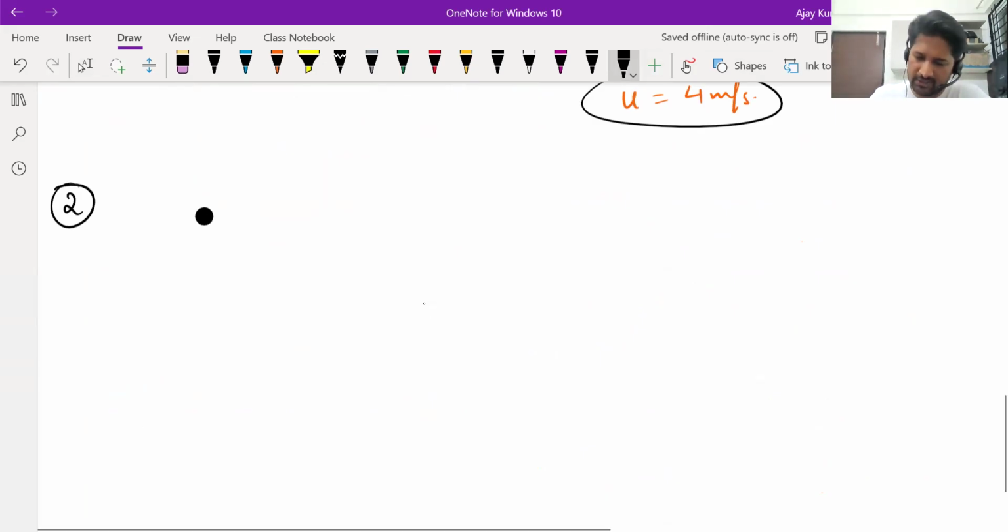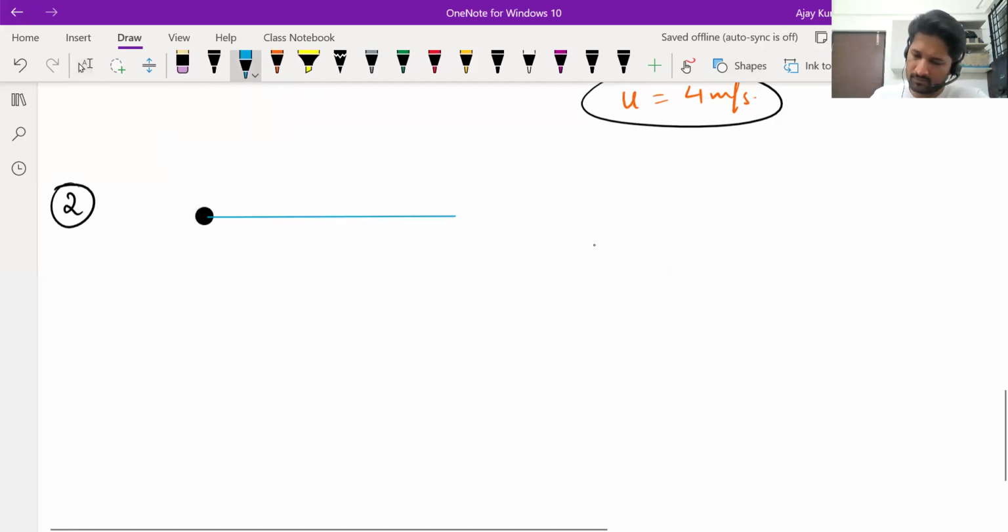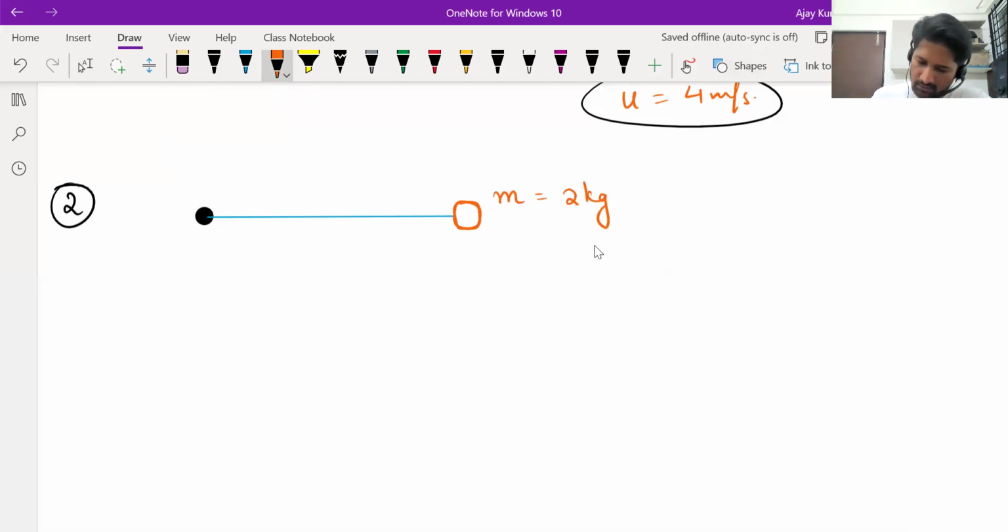Again, let's say there's a fixed nail and a string is connected to that nail, and an object is connected at the other end. Mass of the object is 2 kg. Length of the string is 5 meters. Now we release it from this position. Let's say it is released from rest. Initial velocity is 0. It starts swinging.